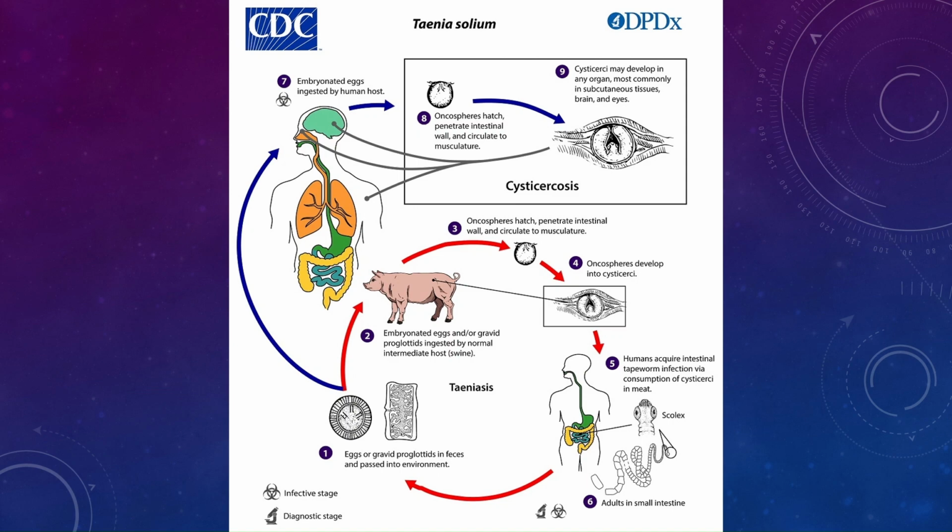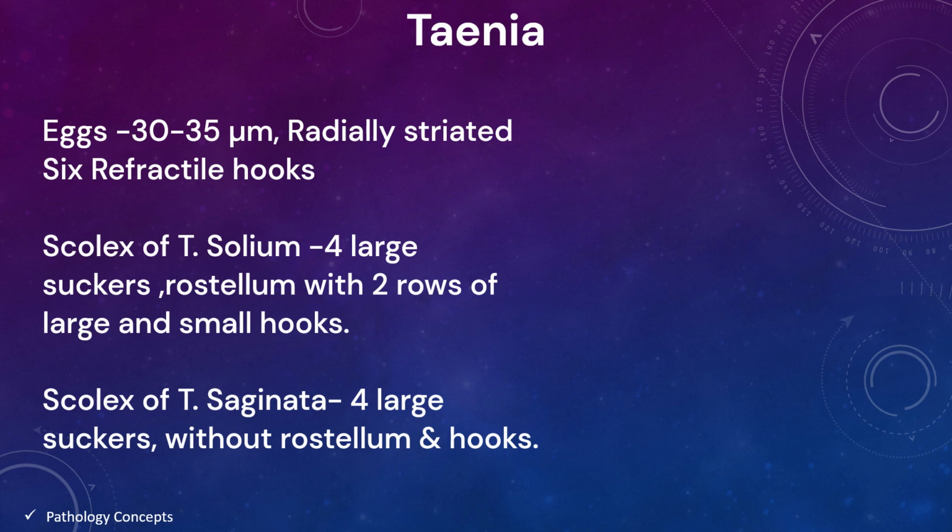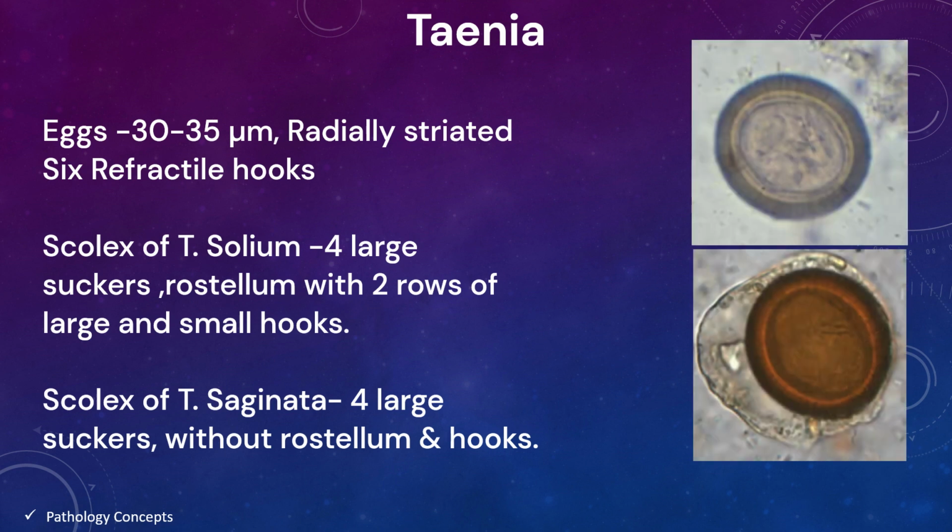Thus the cycle is completed. If the eggs are directly ingested by human host, then the oncosphere hatches in the small intestine of human. Oncosphere then circulates to musculature. Cysticerci may develop in any organ, most commonly in the subcutaneous tissue, brain and eye. The eggs of Taenia are indistinguishable from each other. The eggs measure 30 to 35 micron in diameter and are radially striated. The internal oncosphere contains 6 refractile hooks.